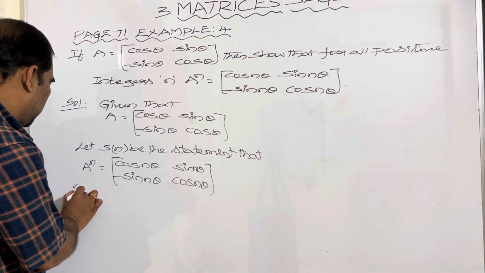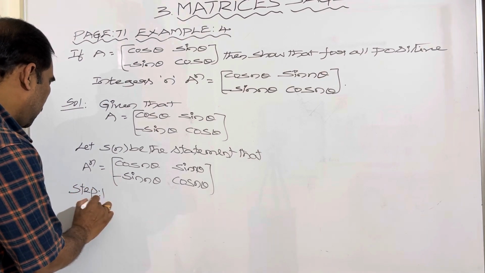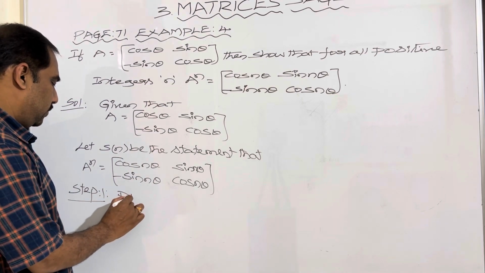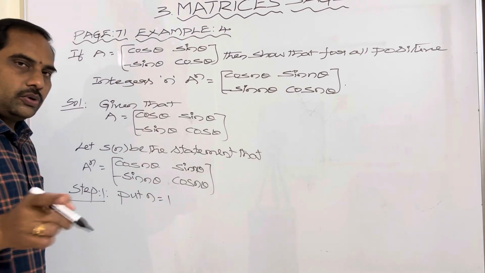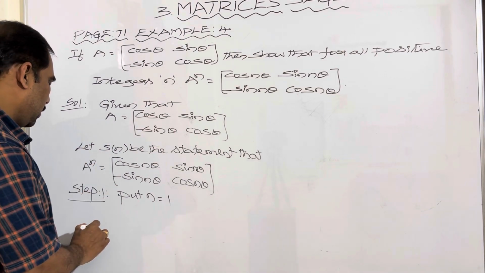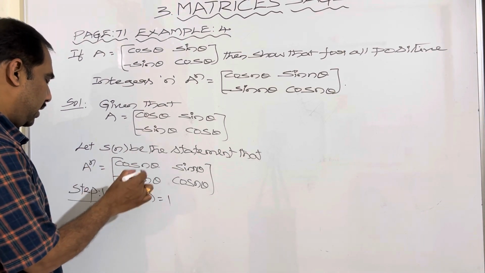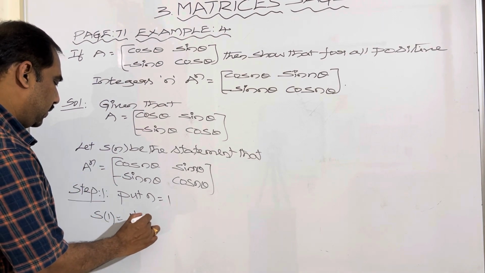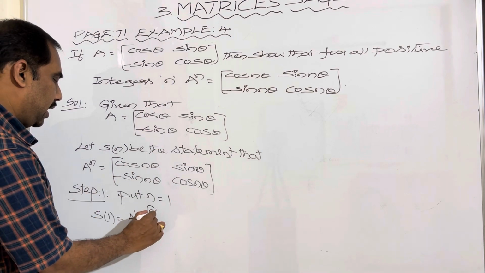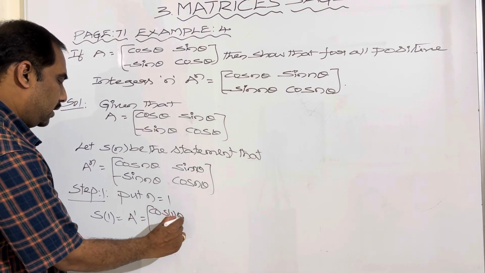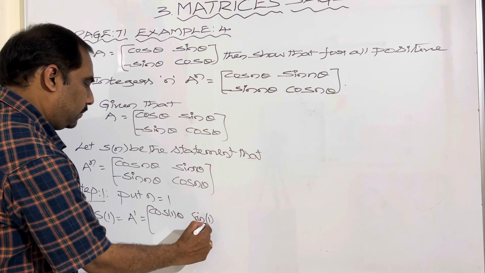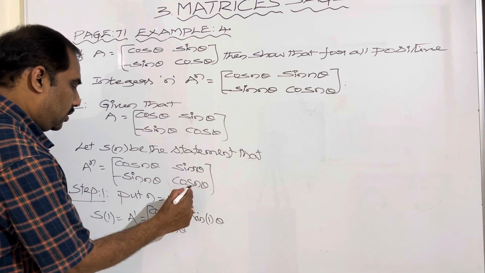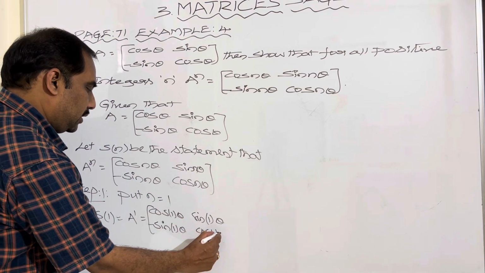Now I already told you we can prove it by using mathematical induction. So in the mathematical induction, now I am taking step 1. In step 1, what we do? Put n is equal to 1 in the S of n. So S of 1 is A to the power of 1 is equal to, in the A power n matrix, n replaced by 1, cos 1 into theta, sin 1 into theta, minus sin 1 into theta, again cos 1 into theta.